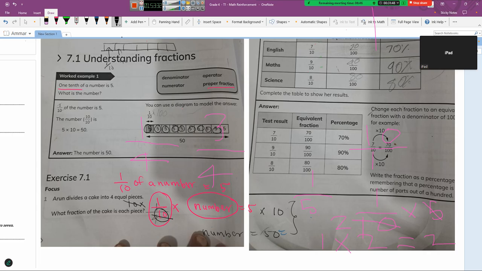So this is 5, this is 5, this is 5, this is 5. So totally how many 5s do we have? 10 5s. So what would be the entire value, the total value? 50. So the answer is 50. That number would be 50, not 2, right? Not 2.